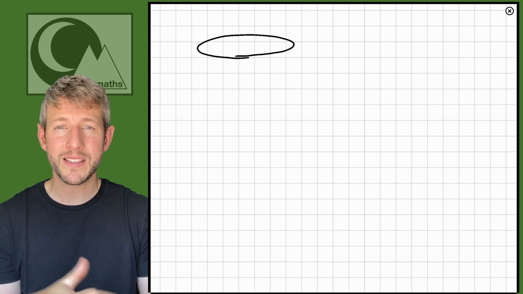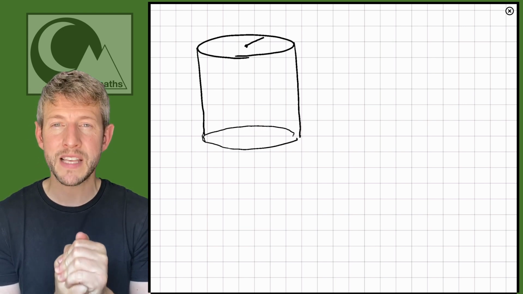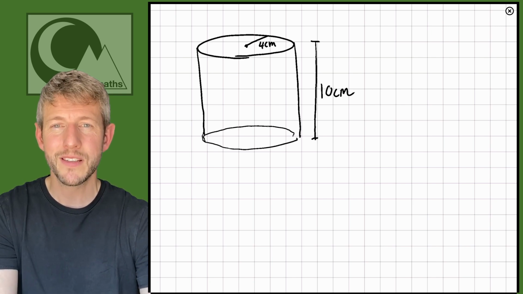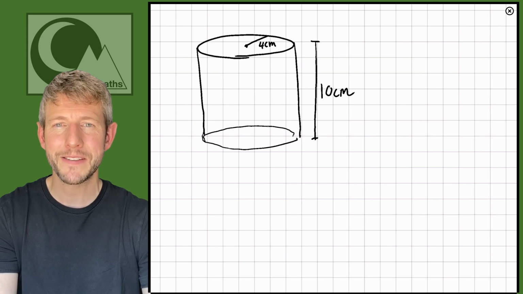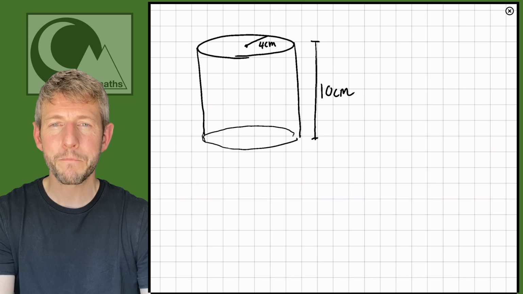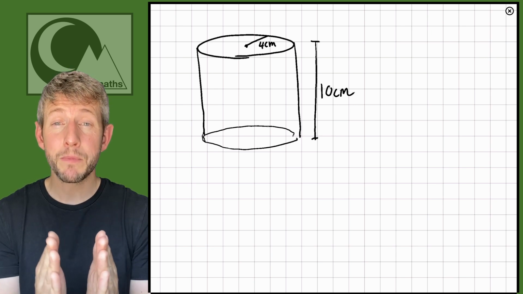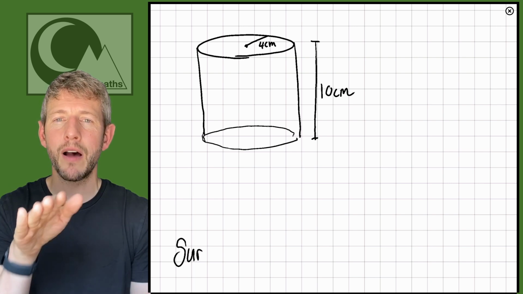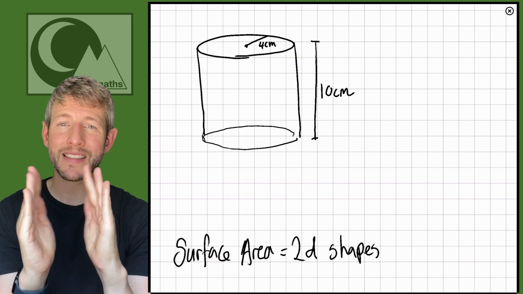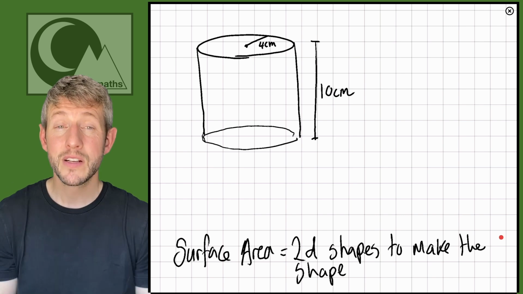Okay, right. Before we get started on this, I just want us to think about a cylinder and to think about what a surface area is. So let's say I've got a cylinder here with a radius of 4 centimeters and a height of 10 centimeters. What we need to be able to do with this is think about what the surface area of this shape means. And the surface area, remember, is basically the 2D shapes that are comprised to make this cylinder. So imagine if you were making a cylinder out of paper, what shapes would you need to put together to make this shape?